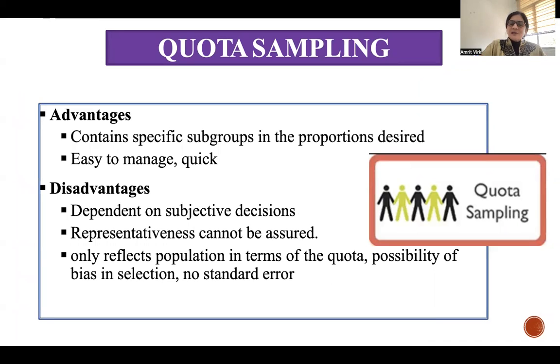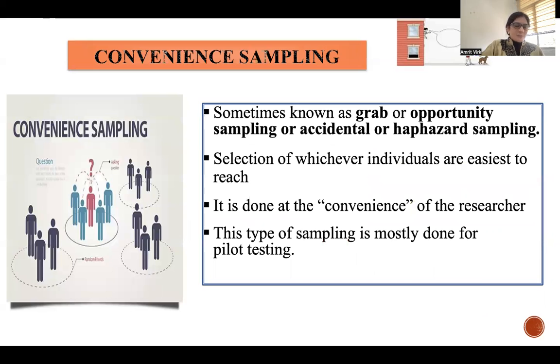The advantage of quota sampling is that it is easy to manage and quick. The disadvantage, as I have already said about non-probability sampling methods in general, is that representativeness cannot be assured, and it is largely dependent on subjective decisions.